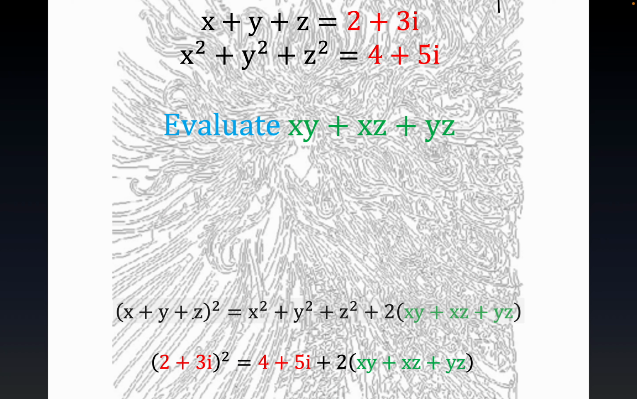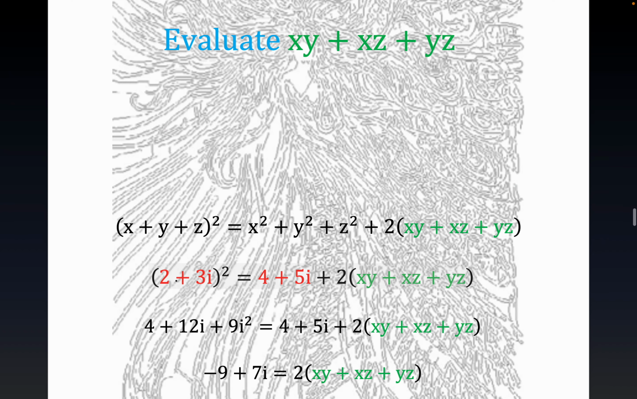x plus y plus z is equal to 2 plus 3i. And then x squared plus y squared is equal to 4 plus 5i. Notice the multiplication here is pretty easy right here. You can think of this as just in the form a plus b, so you have a plus b quantity squared.